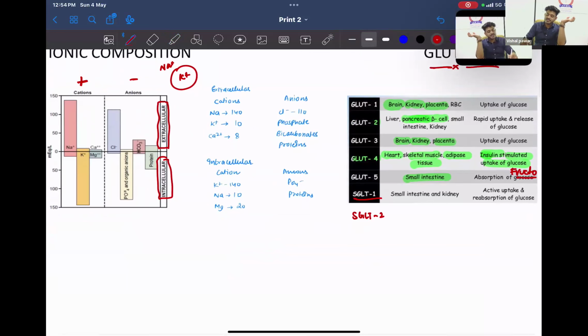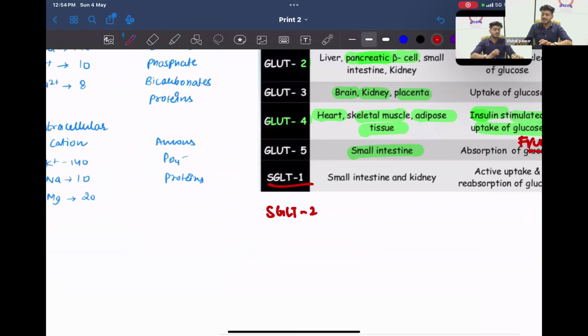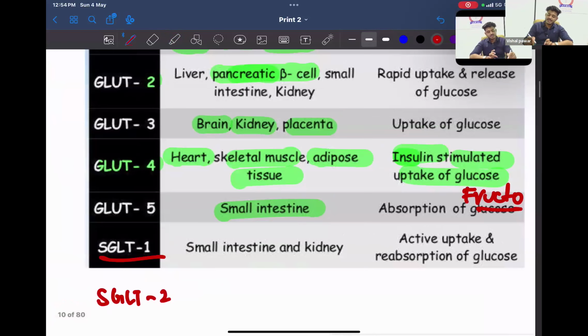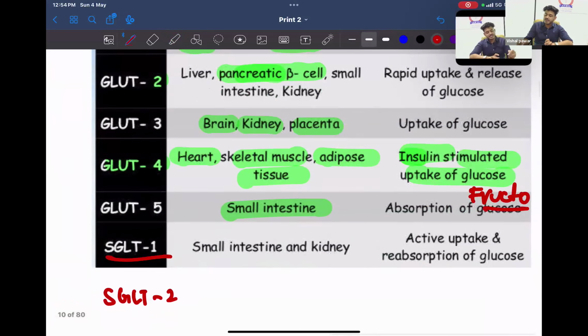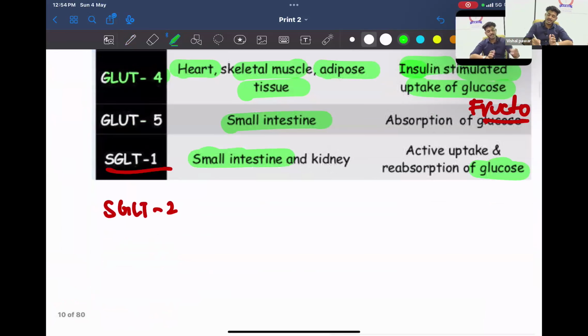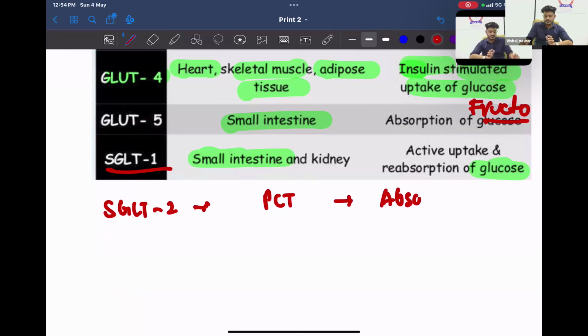Lastly, we are having SGLT1. This is your sodium glucose like transport, uptake transport. In the small intestine, it is responsible for the uptake of glucose. And SGLT2 is present in the PCT, the proximal convoluted tubule, and it is going to absorb glucose from the kidney. So whatever the kidney will be releasing, it will be reabsorbing that.